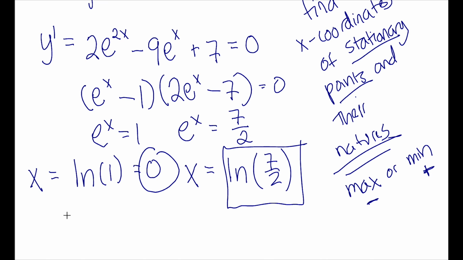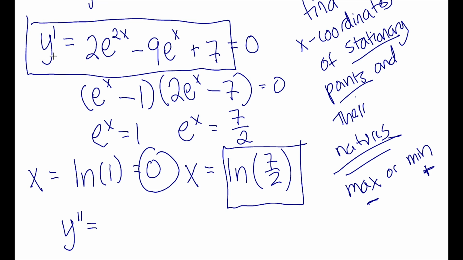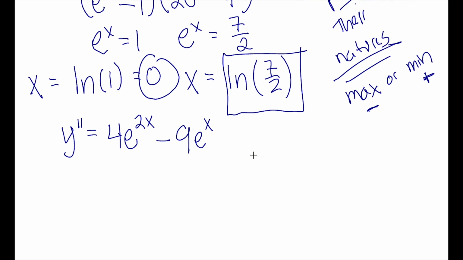To find if it's maximum or minimum, we have to take the second derivative of this equation. So take the derivative of the first derivative. Here, when I multiply by 2, I'm going to get a coefficient of 4e to the 2x minus 9e to the x, and the 7 goes away. So here's my second derivative.